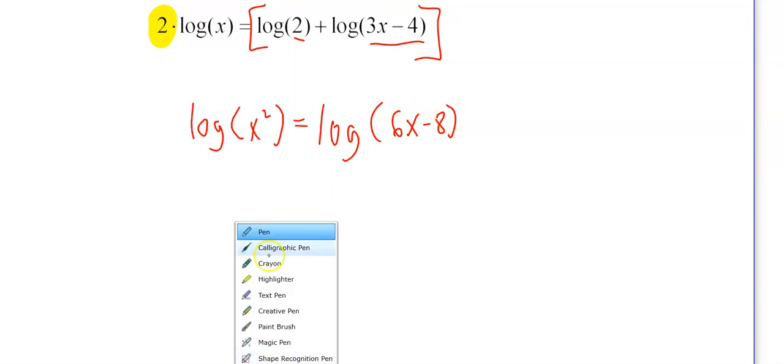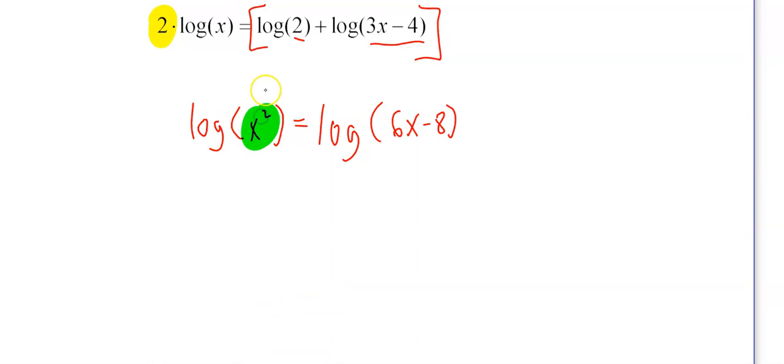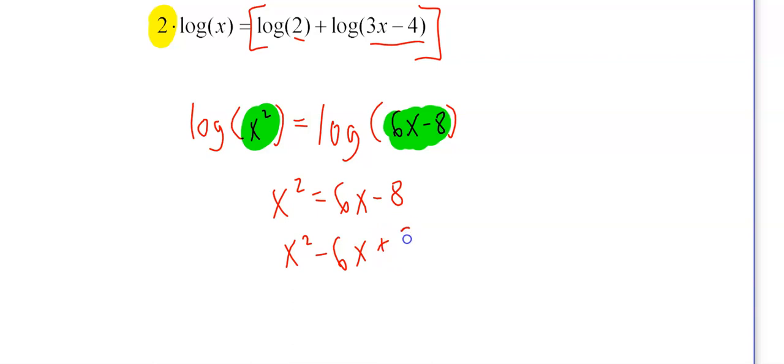Okay, this is not really like an official property. It's not listed anyway. But basically we're saying this: log of something equals log of something. What must be true about those two things? Just logically, right? The logs are inconsequential at this point. I know that x squared must equal 6x minus 8. Those things must be equal because they're set up that way. Let's subtract 6x, add 8, so we get x squared minus 6x plus 8 equals 0.